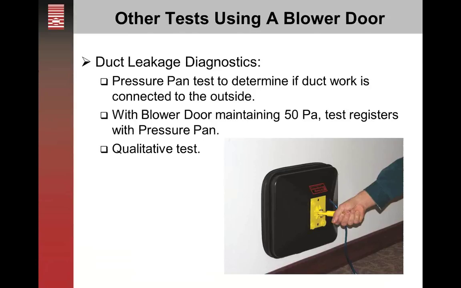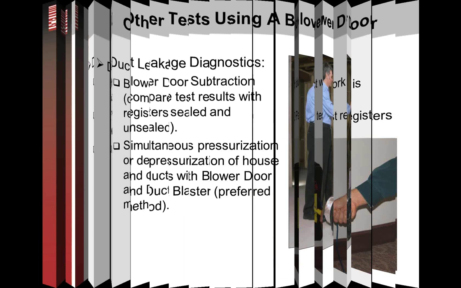Other tests are, we want to do duct leakage diagnostics. So we use a pressure pan to determine if the ductwork is connected to the outside. This will not give you a CFM value. It's very much a qualitative test, and so it will help determine which registers might be connected to the outside if you want to continue doing some air sealing work.